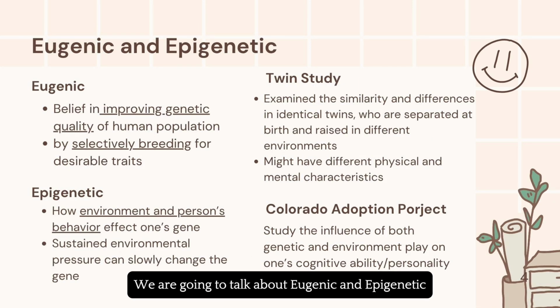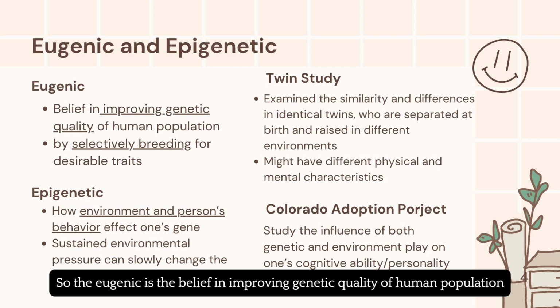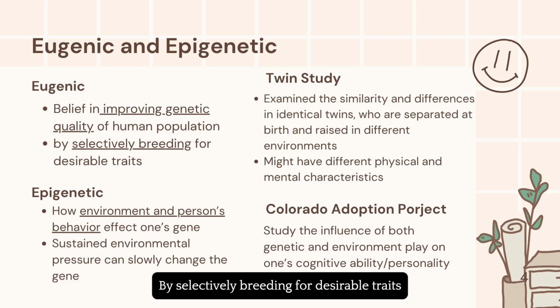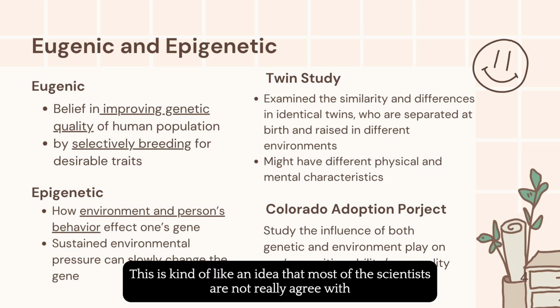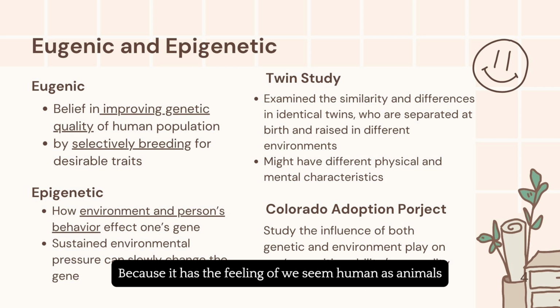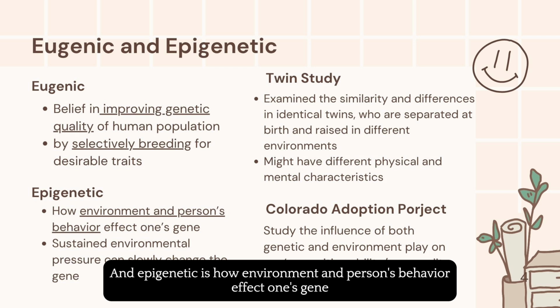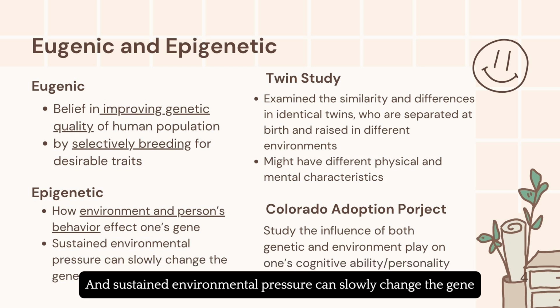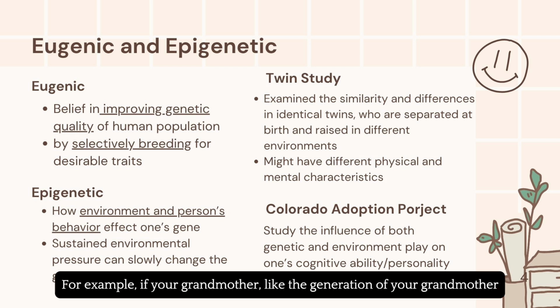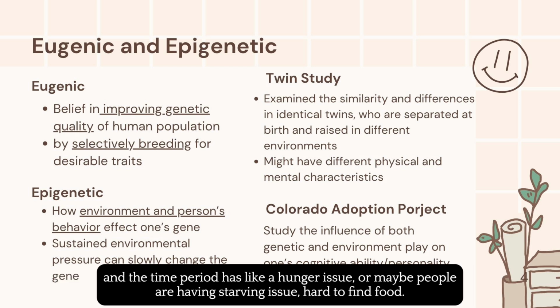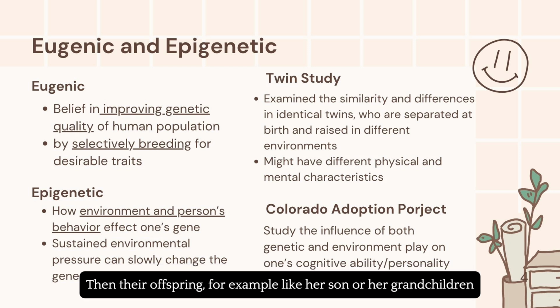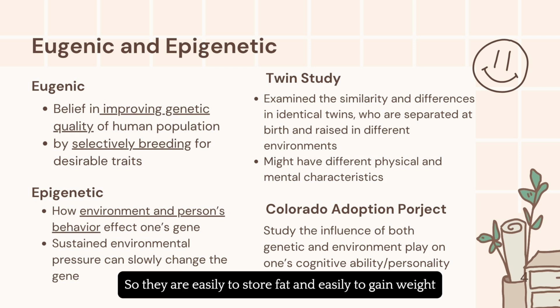We're going to talk about eugenics and epigenetics. Eugenics is the belief in improving the genetic quality of the human population by selectively breeding for desirable traits. This is an idea that most scientists don't really agree with, because it has the feeling of treating humans as animals or something else. And epigenetics is how environment and a person's behavior affect one's genes, and sustained environmental pressure can slowly change the genes. For example, if your grandmother's generation and time period had a hunger issue, or people were starving and had a hard time finding food, then their offspring, for example her son and her grandchildren, will have a high percentage of fat genes. So they easily store fat and easily gain weight, so they won't starve and die in the future.